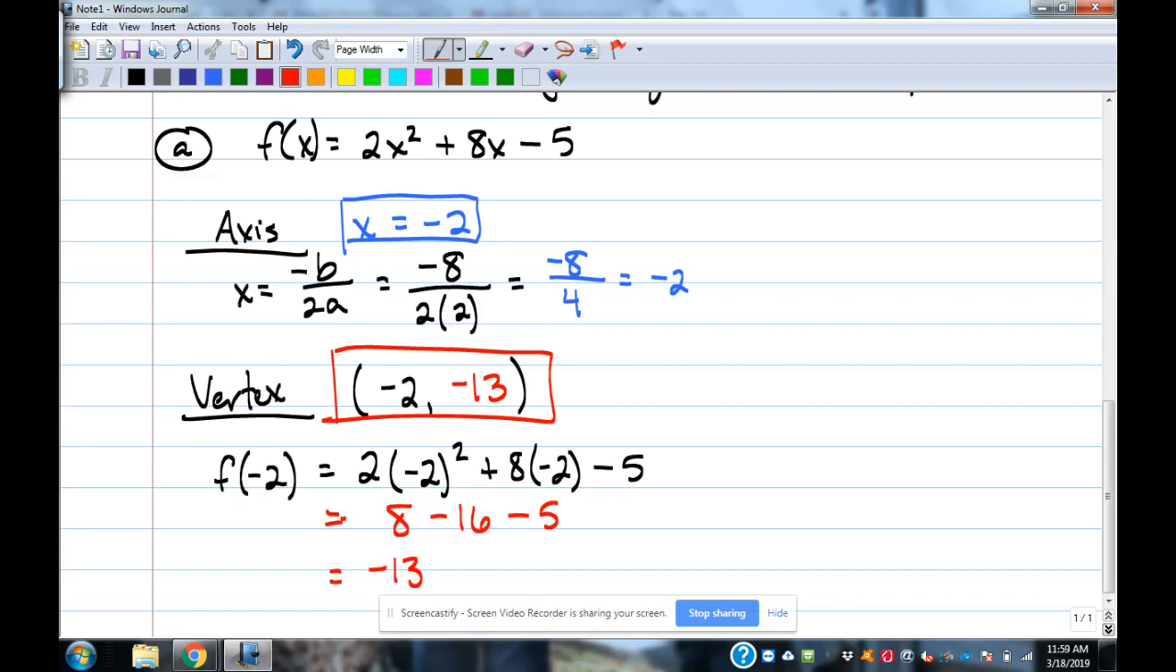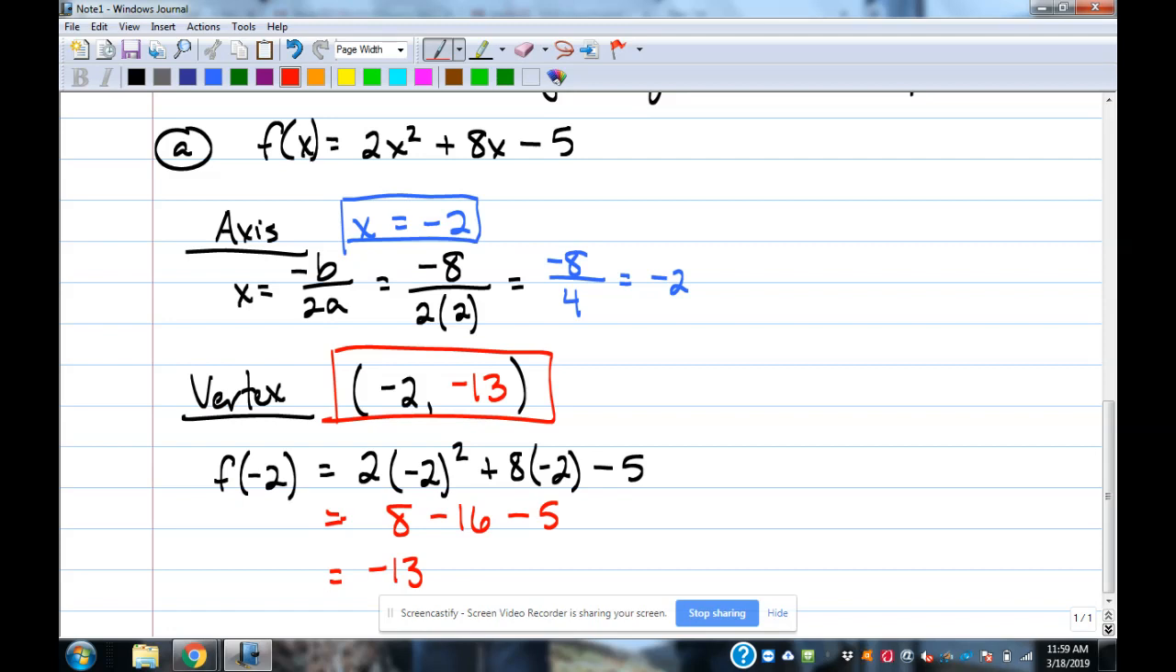Axis of symmetry, vertex. This is the hard part. This is the stuff that takes work. The max and min doesn't take any work at all. You look at a. What's a in this problem? 2. A is always in front of x squared. So positive 2 is greater than 0. That means this parabola looks like this, where my thumbs come together. Is it a max or a min?